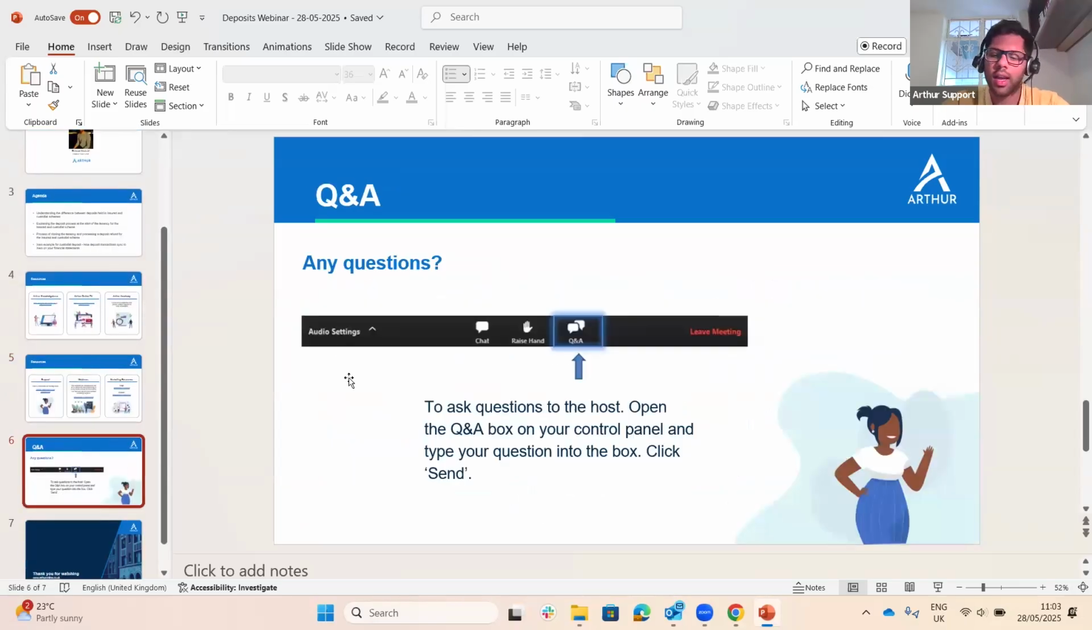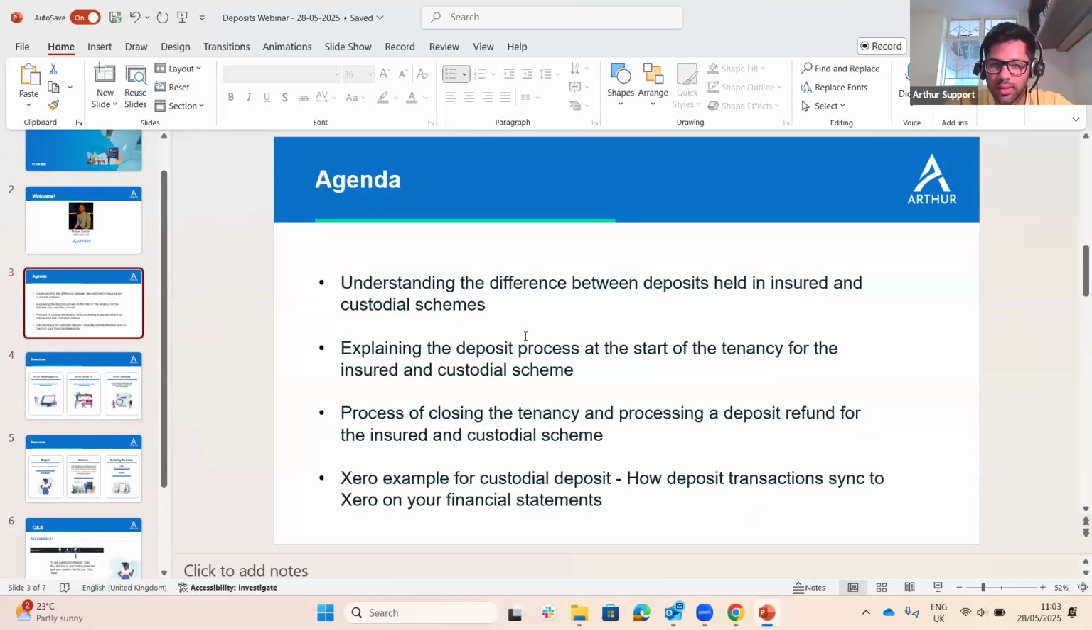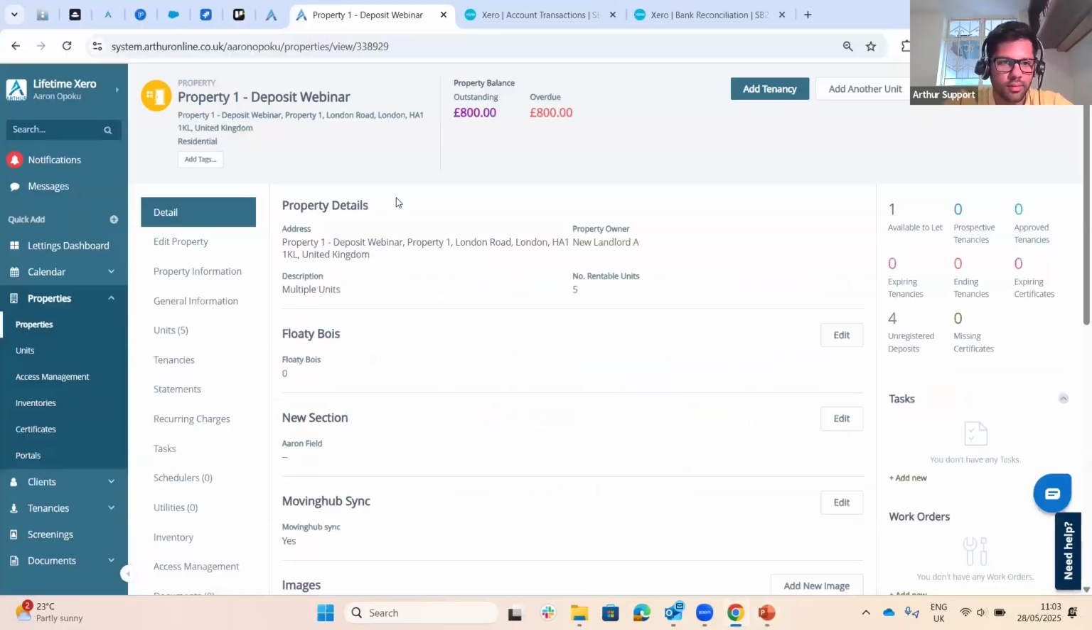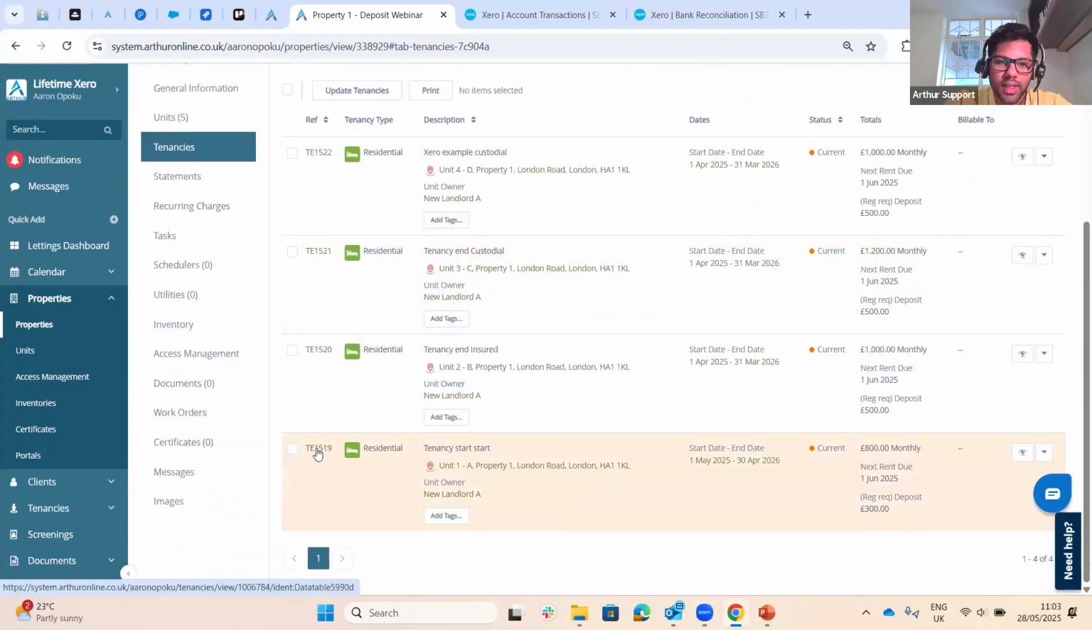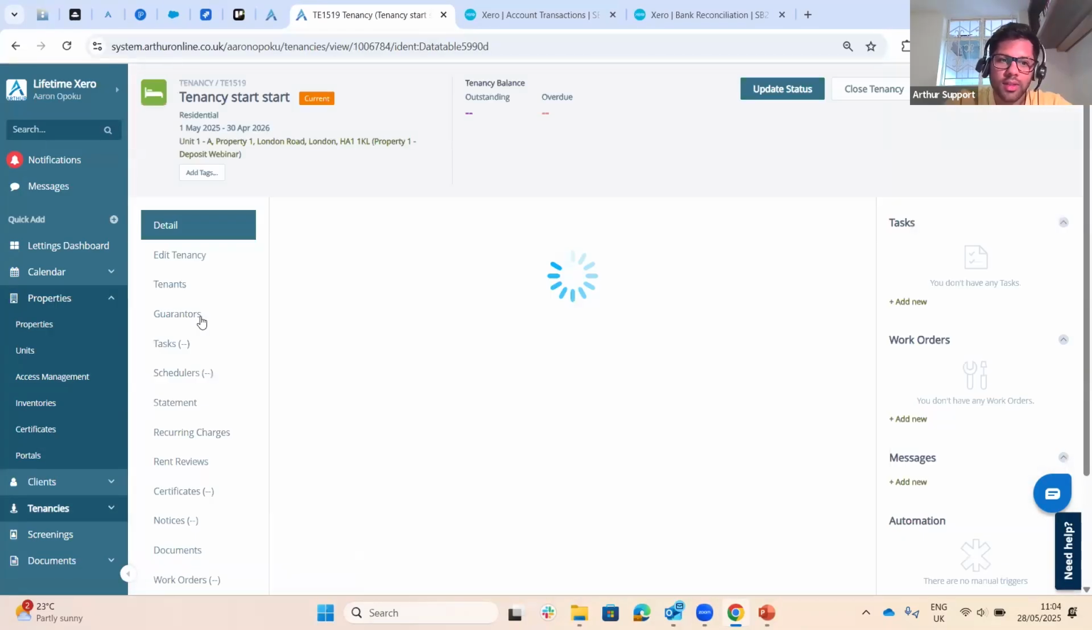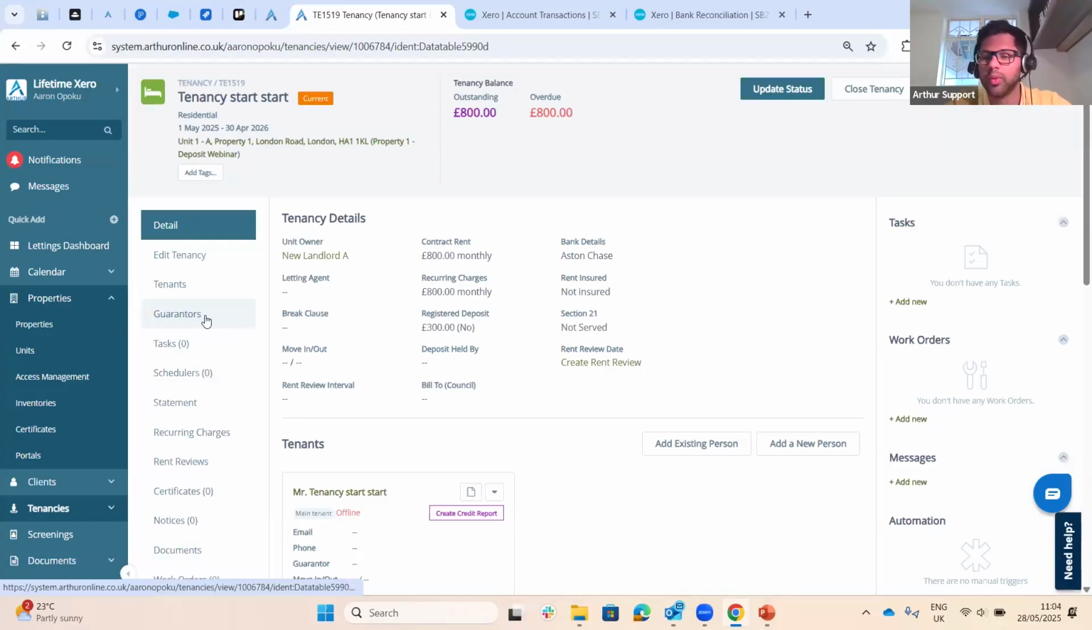Okay, so I'm just going to now share my screen and show you the Arthur dashboard where I'll be looking at some live examples to go over these 4 different sections. So in the first example, we'll quickly go into a tenancy and look at how to deal with deposits at the start of the tenancy for both the insured and the custodial scheme.